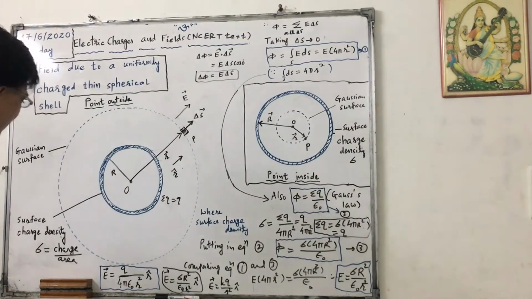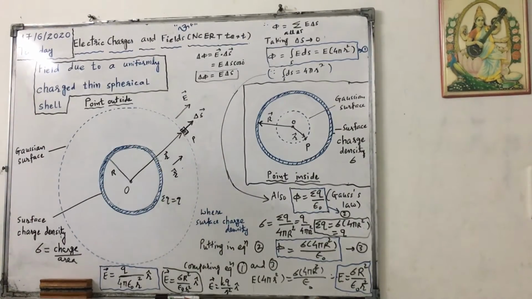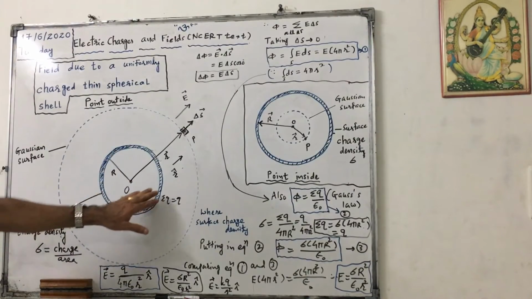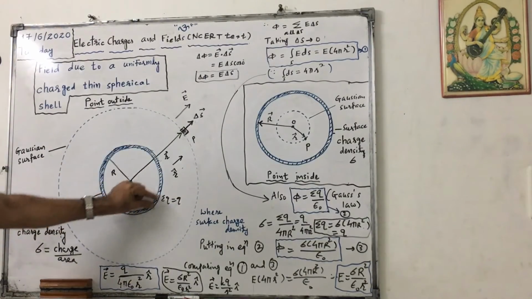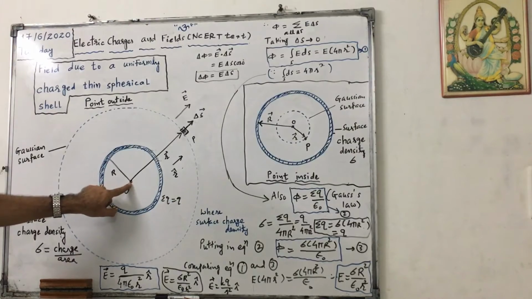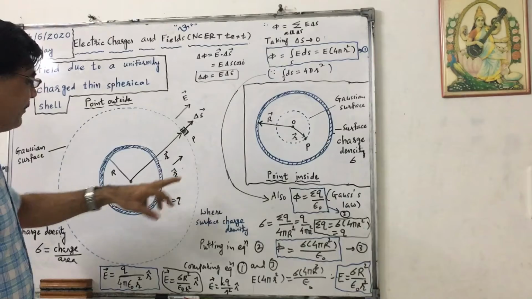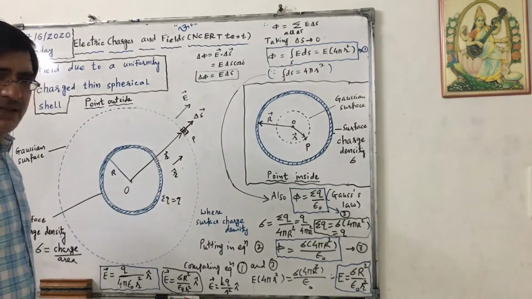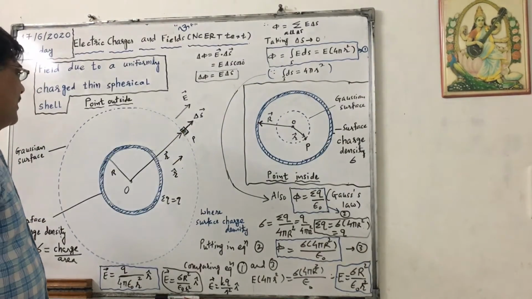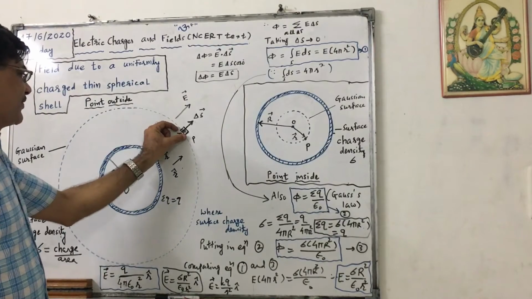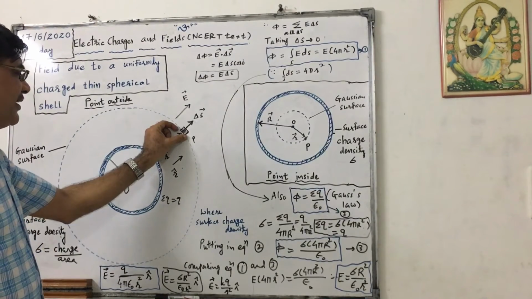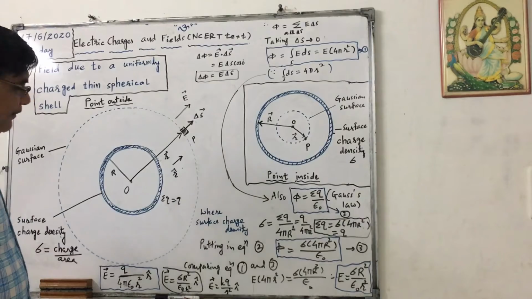See, this is a thin spherical shell, positively charged. This is the center. I have to consider a point outside, that is P, having position vector small r. Then I have considered a small surface element having area delta vector s.